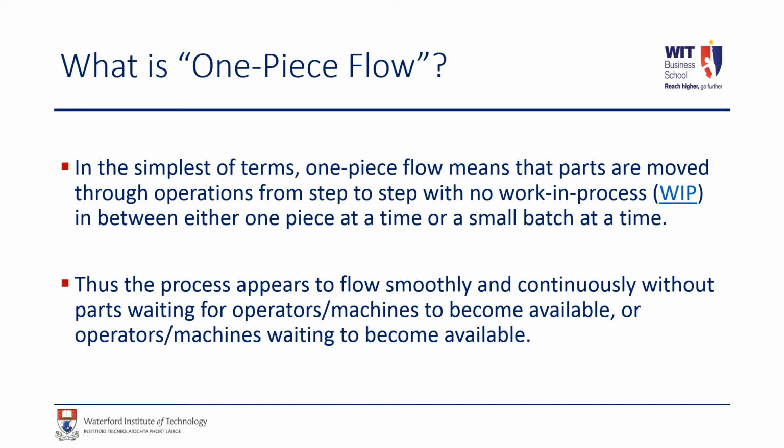Your process then appears to flow smoothly and continuously without parts waiting for operators or machines to become available, or operators or machines waiting to become available. Now I mentioned parts there, but it can be any partly completed activity. So it can be paperwork, it could be a customer request, anything like that. So you've got work in process and it's flowing smoothly and continuously without waiting for a particular process operator or machine to become available. And really this flow should appear to be smooth and uninterrupted.